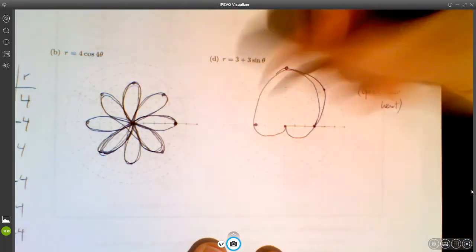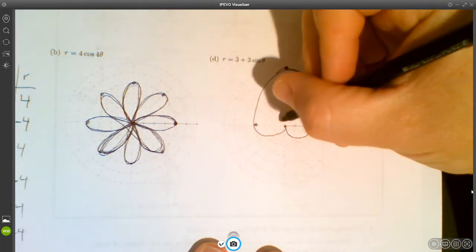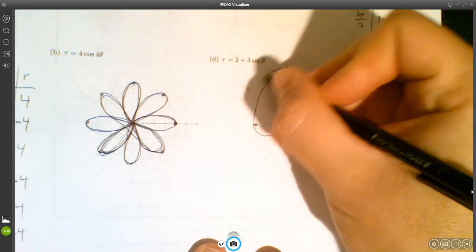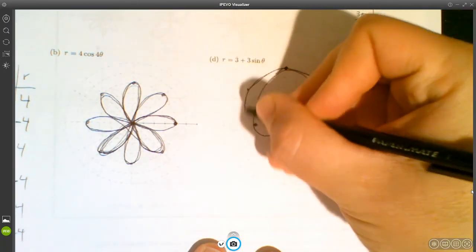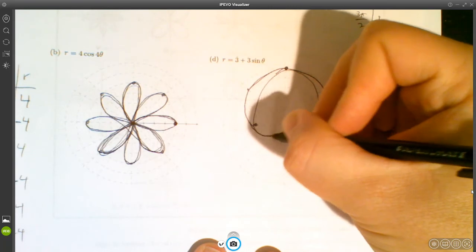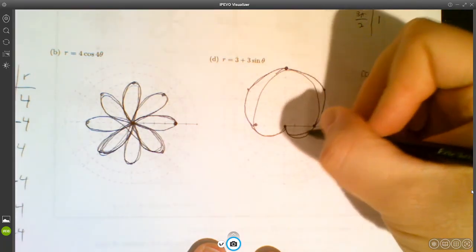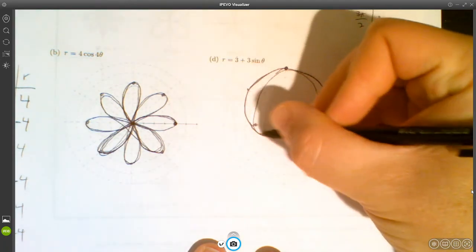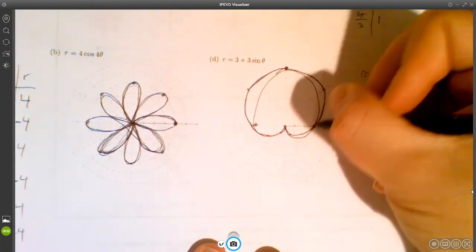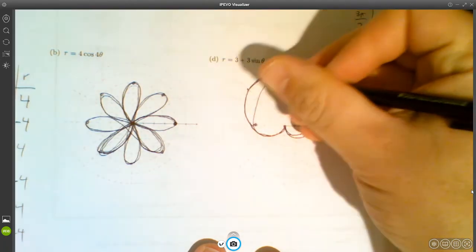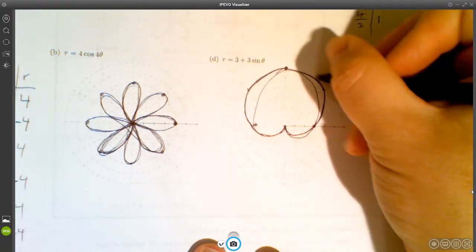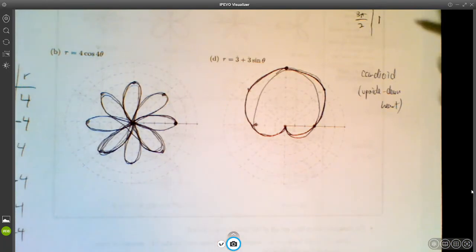So I suppose the same thing is going to happen over here. 1, 2, 3, 4, 5.1. So really it should come out a little wider than what I drew. But anyway, that's the picture you're going to get. It's just going to trace that thing out over and over again.